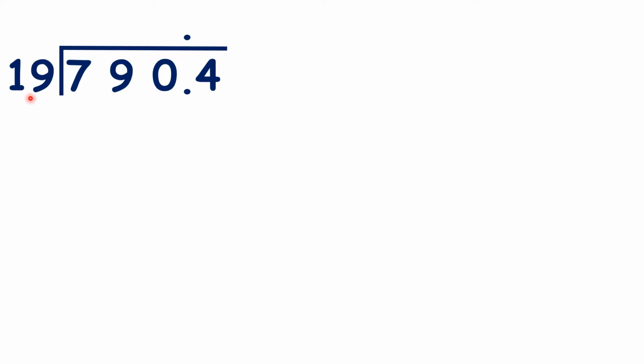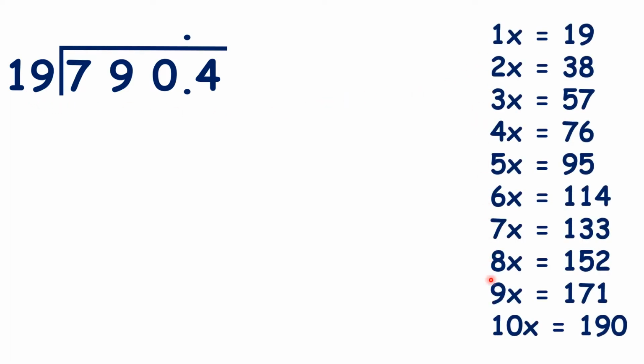7,904 divided by 19. So we need our 19 times table, and we can start by dividing 79 by 19. We can see that 4 times 19 is 76. So we can write 76 below the 79 and write a 4 in our answer.